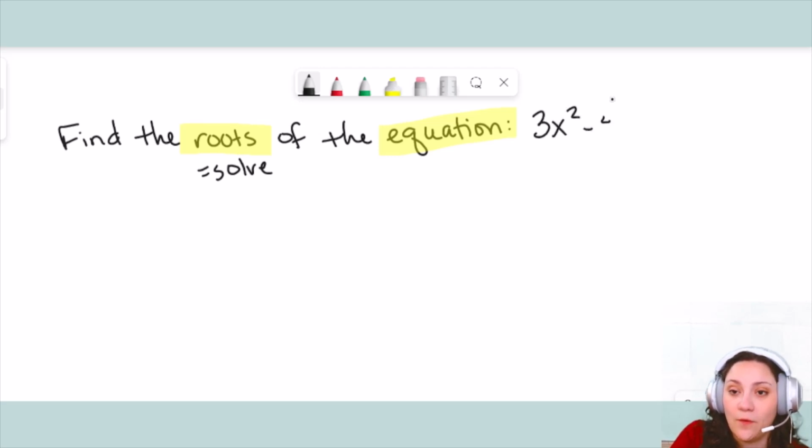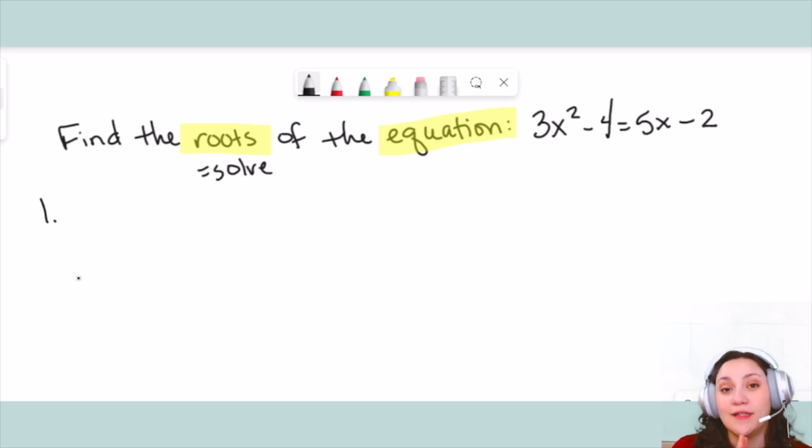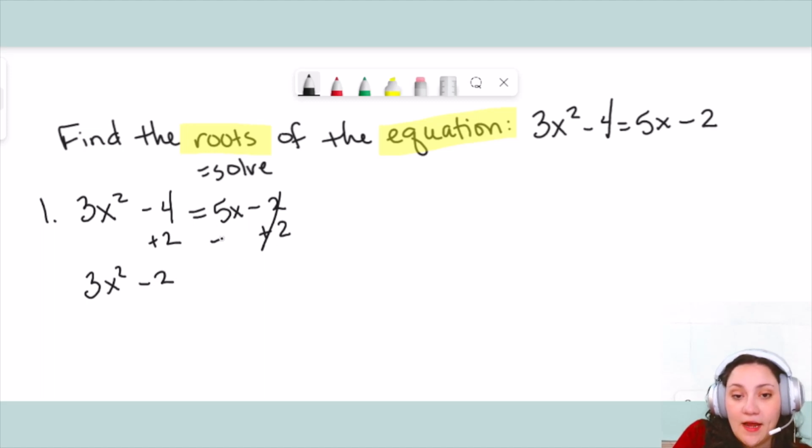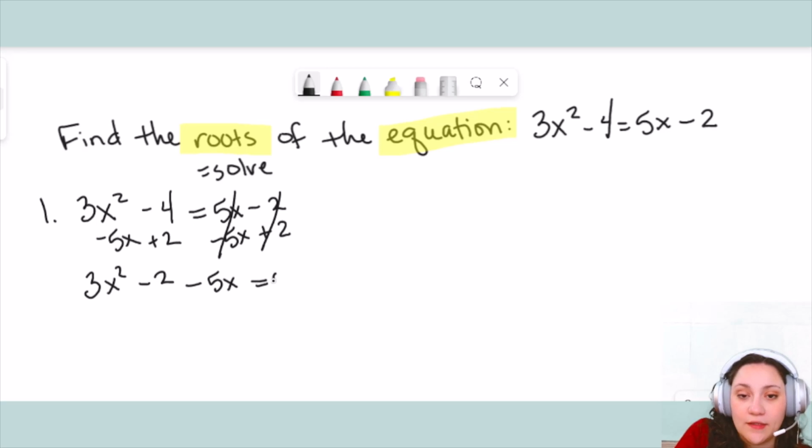3x squared minus 4 is equal to 5x minus 2. So remember, our first step is to set it in standard form, set equal to 0. And so I'm just going to rewrite the equation that I'm given. 3x squared minus 4 is equal to 5x minus 2. So I'm going to start by adding a 2 to both sides so that it's eliminated here on the side it was on originally. So I have 3x squared minus 2. And then I'm going to subtract a 5x from both sides so that it's eliminated over here, and I have negative 5x is equal to 0.